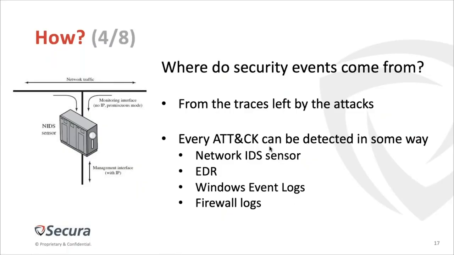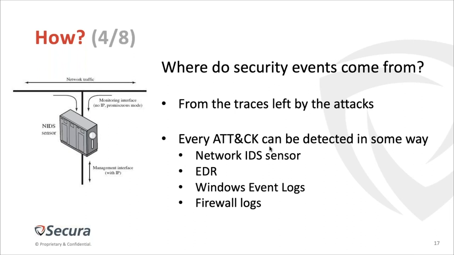So now we know each and every little step. How can we actually simulate that? Well, to simulate them, let's have a look at where do the security events actually come from. And usually these are security events that come from sensors on the network. They come from endpoint detection and response suites. They come from the Windows event logs, Windows security logs, firewall logs, could be switch logs. But these are all log files and messages that are coming from agents or sensors that are placed somewhere in the network.